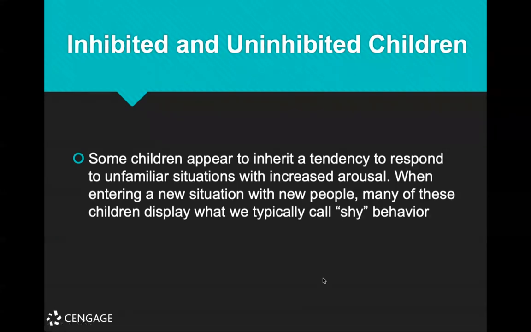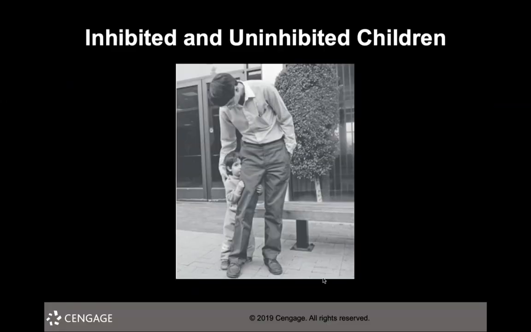So some children appear to inherit a tendency to respond to unfamiliar situations with increased arousal. When entering a new situation with new people, many of these children display what we typically call shy behavior. So as we spoke in the previous presentation, socially anxious people, people who are typically shy, are the ones that can easily be aroused. They get overstimulated quickly. Their baseline is pretty low on stimulation. And so they tend to be more towards the shy side.